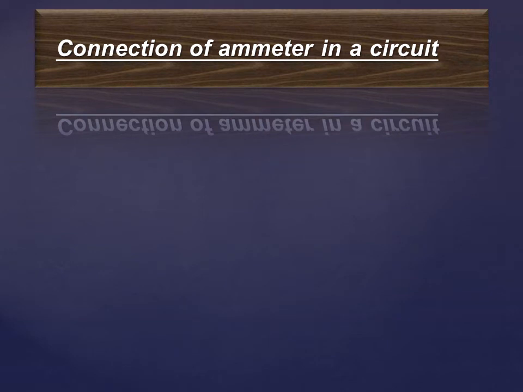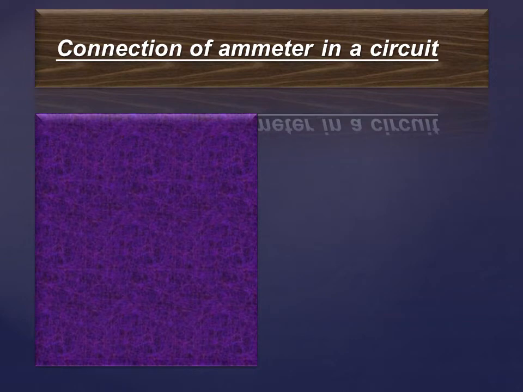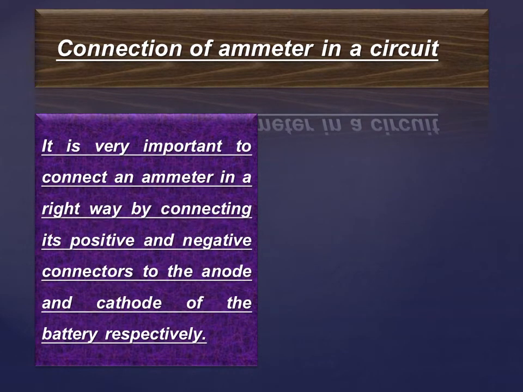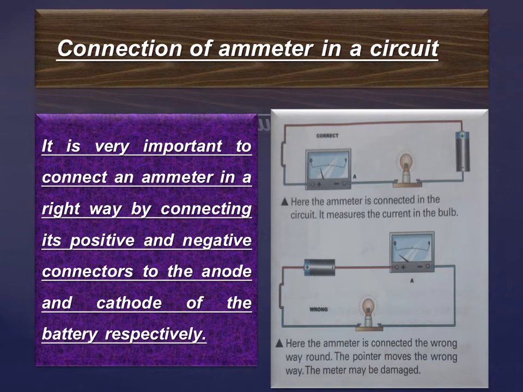There is a question: how is an ammeter connected in a circuit? Connection of an ammeter in a circuit. Before connecting an ammeter in a circuit, you have to know about its connectors. As we have discussed earlier, there are two connectors, one which is labeled as the positive connector and the other labeled as the negative connector. You have to keep in mind that these positive and negative connectors are connected in the right way with the battery, which also has a positive terminal, the anode, and a negative terminal, the cathode.